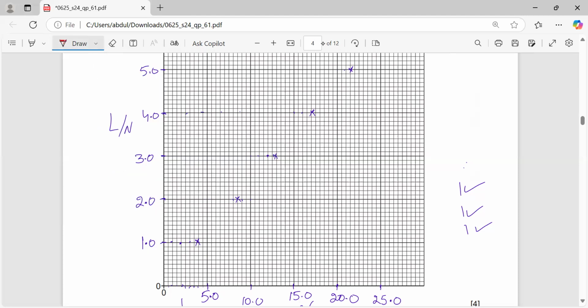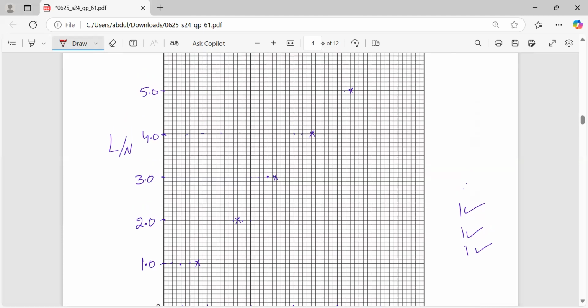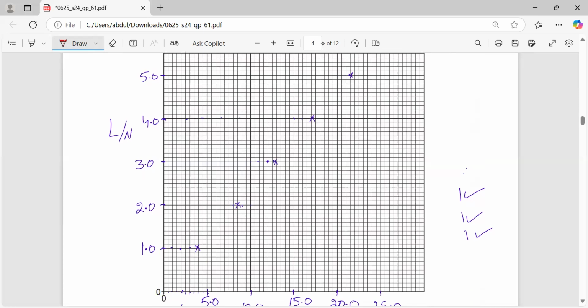The thickness of this line should not be more than this line. These lines are differentiating the big squares. So don't use a thick line. A well judged thin line is needed to draw these lines. Okay, my dear friends, now I'm trying my best to draw a line of best fit.